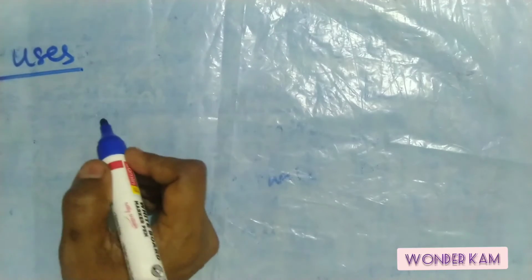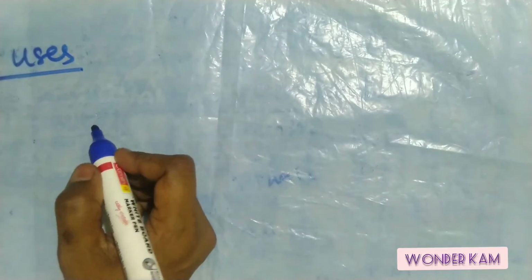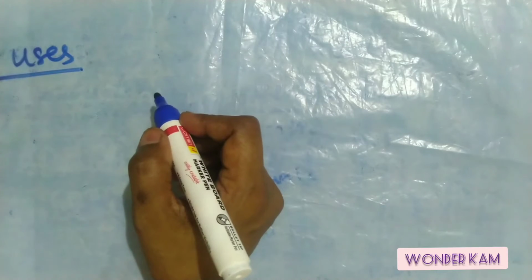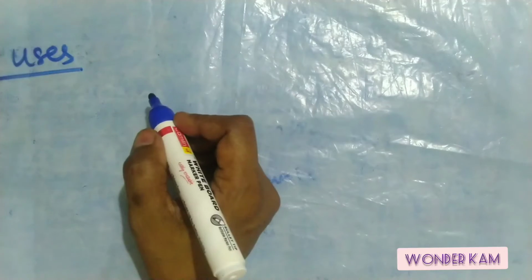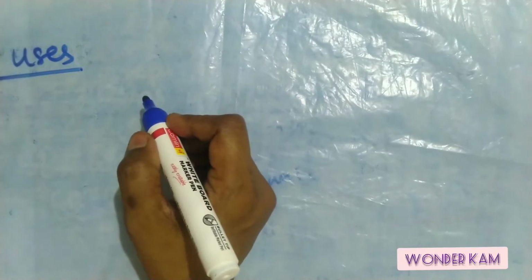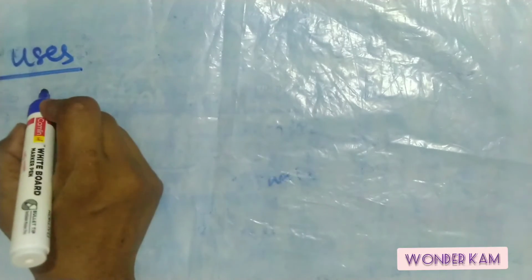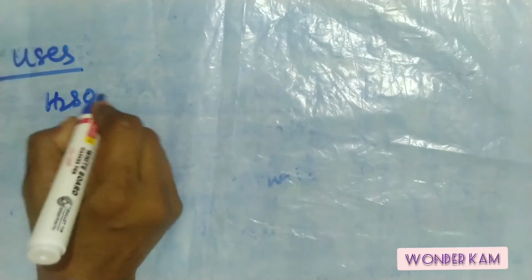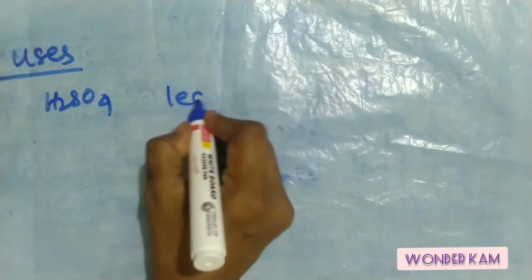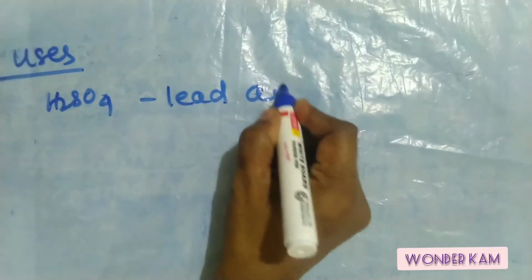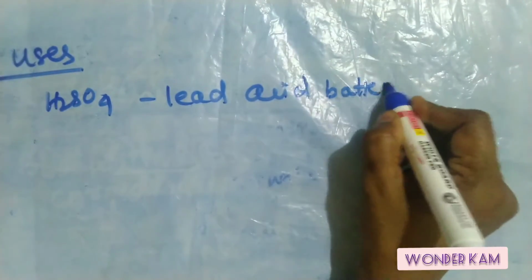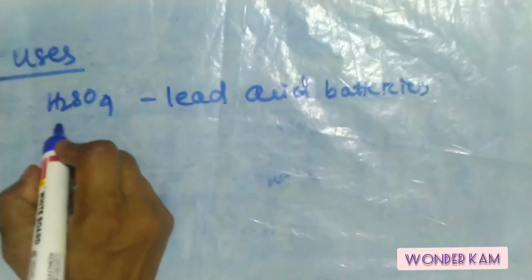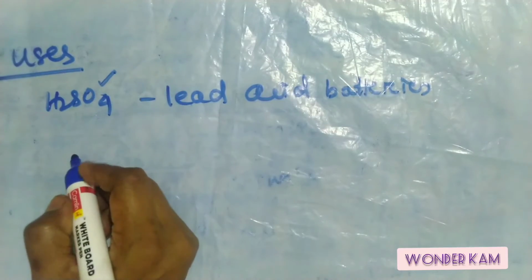Now come to their uses, where these acids are used. Generally the inorganic acids are used in different industries for manufacturing of different chemicals. Besides, sulfuric acid is used in lead acid batteries. These lead acid batteries are known as storage cells. These batteries are used in automobiles. There the acid used is sulfuric acid.